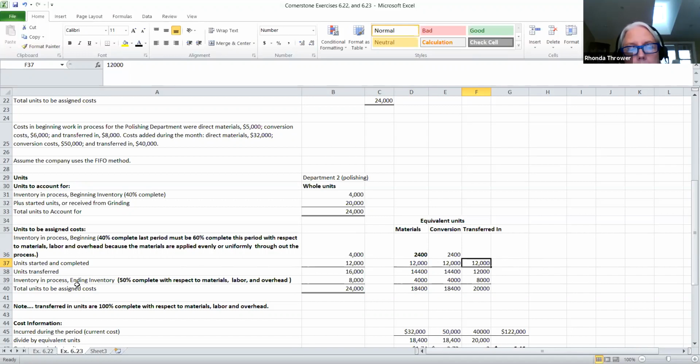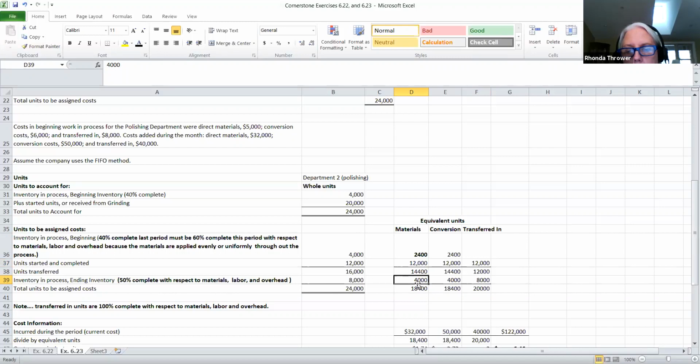The units in process and ending inventory are 50% complete with respect to materials, labor, and overhead. Labor and overhead are your conversion, remember. So 50% is complete with respect to materials. Notice on your materials, this 4,000 here is calculated by taking half, 50%, of the 8,000.